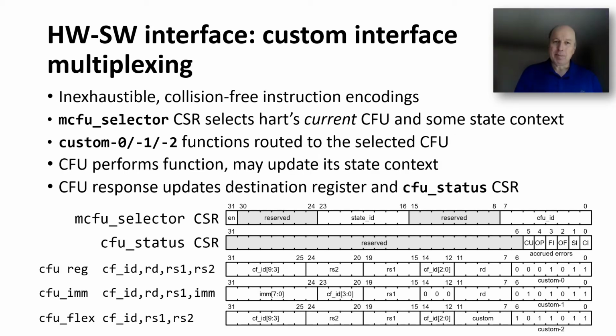Custom interface multiplexing is the key enabler of composable custom extensions. It provides an inexhaustible, collision-free instruction encoding space. It uses two CSRs, MCFU selector and CFU status. A CSR write to MCFU selector acts as a prefix for the custom instructions that follow, specifying the hart's current CFU and its current state context.